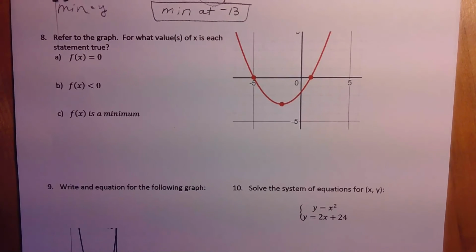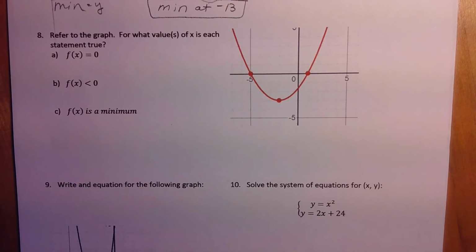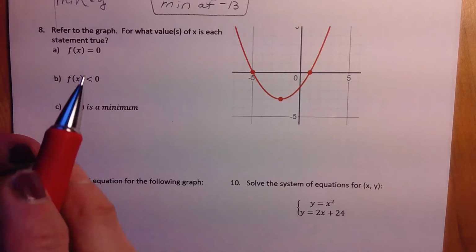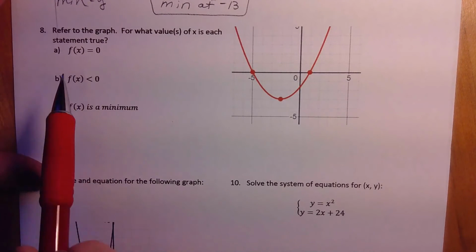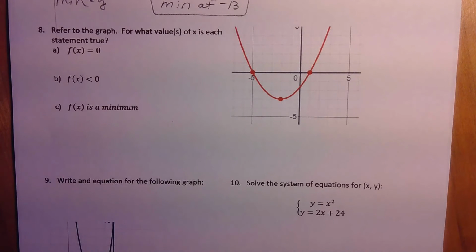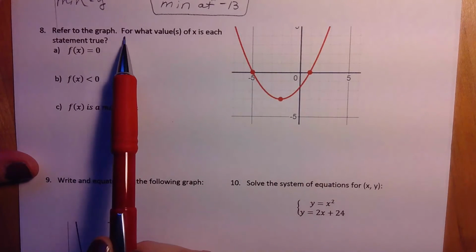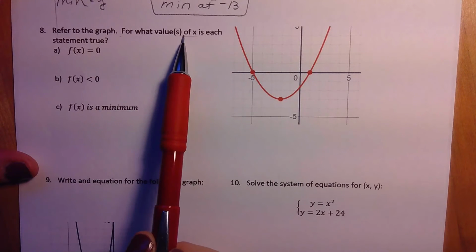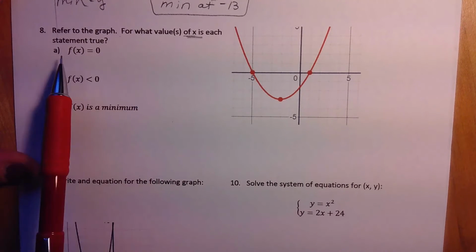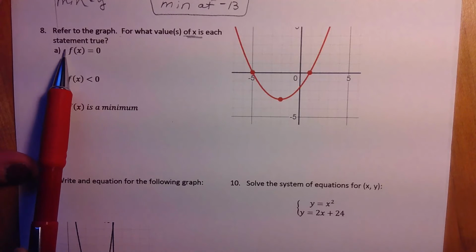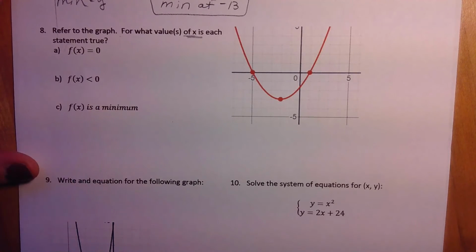All right, number 8 gives us a picture to look at. I mean, and again, none of these are too hard to figure out, but just trying to figure out, I guess, what you're supposed to answer, like what is it asking? So we're going to refer to the graph. It asks for what values of x is each statement true. So for what values of x is f of x equal to 0?